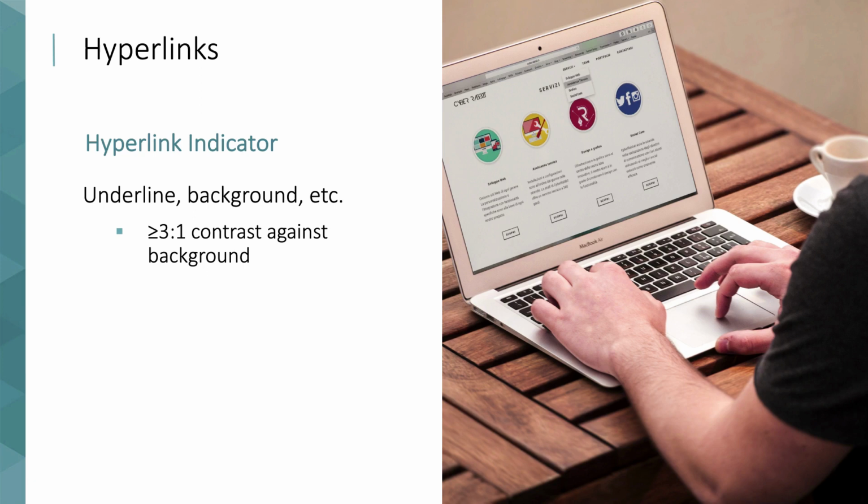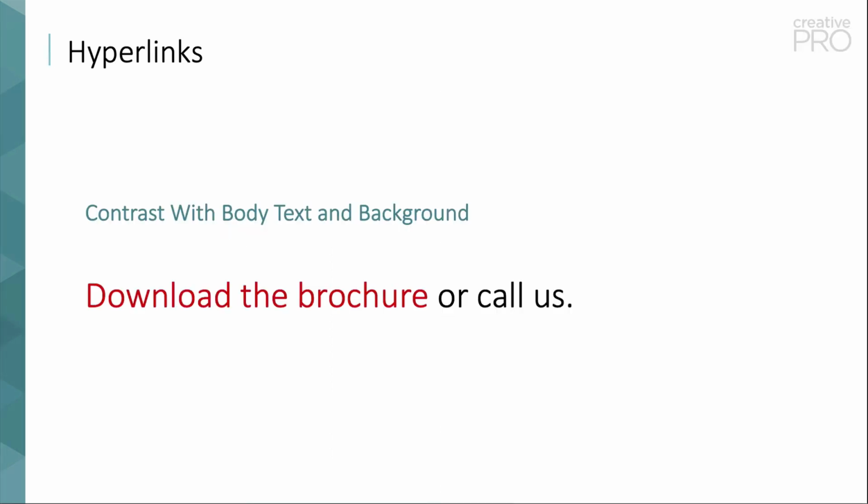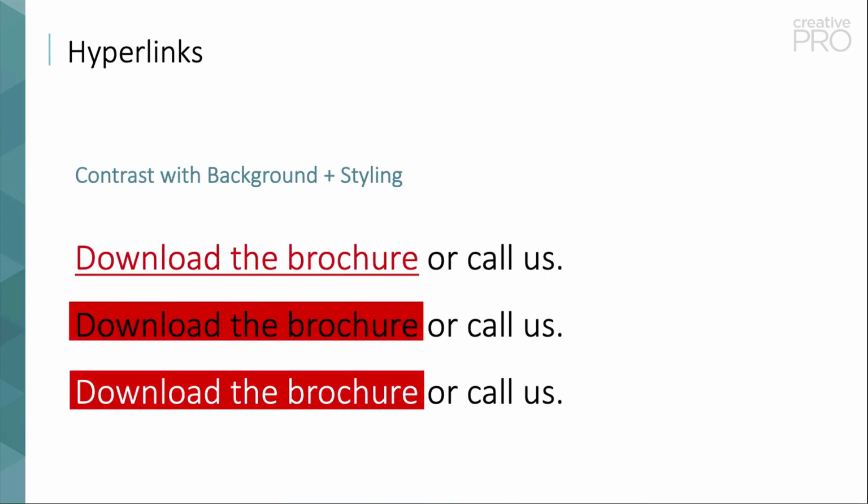Now, if you do use styling such as an underline or a background instead, called the hyperlink indicator, then it must have at least a 3:1 contrast ratio against the background. Here's an example where contrast between the background and the surrounding body text is being used. And then here are some examples where the hyperlink text meets the contrast requirement against the different backgrounds. So in the first one, red against white. In the second one, black against red, and in the third one, white against red. And styling has been used as well, an underline or a background.